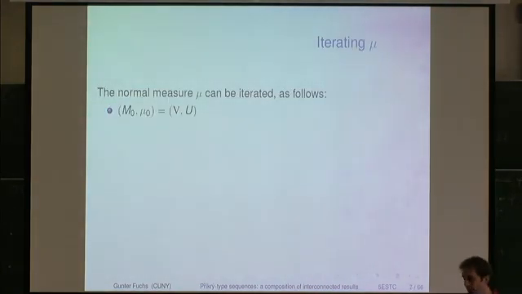Okay, so now I want to iterate this. So we start with V. Sorry, this should be V comma mu, not U. I knew I was going to miss one of those U's. You will see later why it has to be mu here and not U.